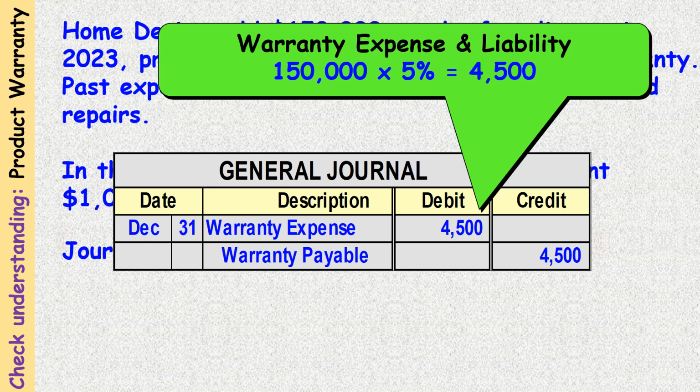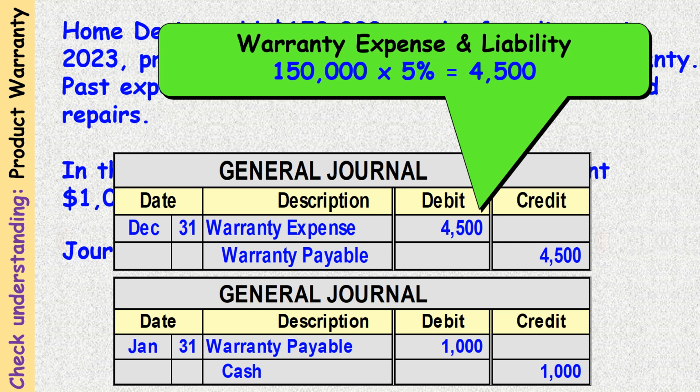Now in 2024, $1,000 were spent on warranty repairs. So Home Design is going to debit the warranty payable account for $1,000 and credit the cash account for $1,000.